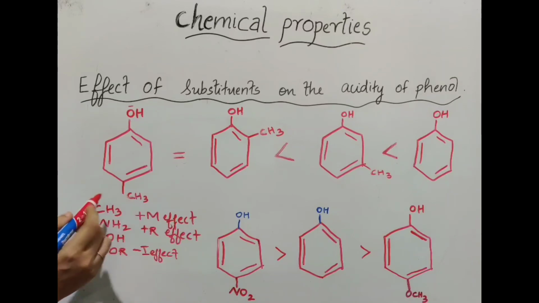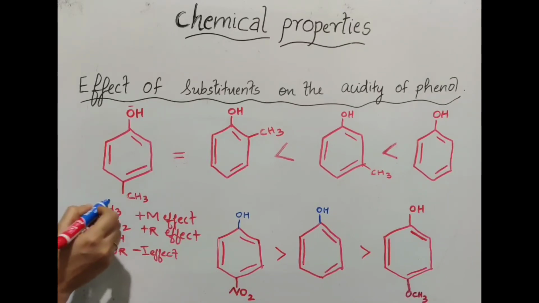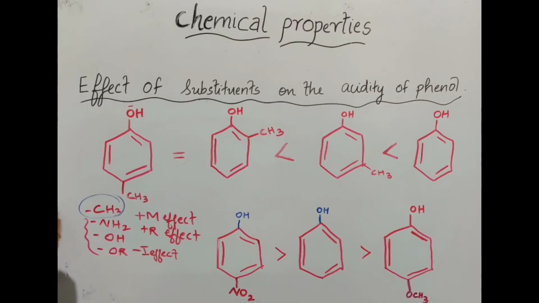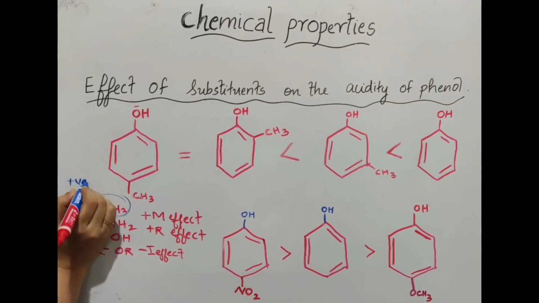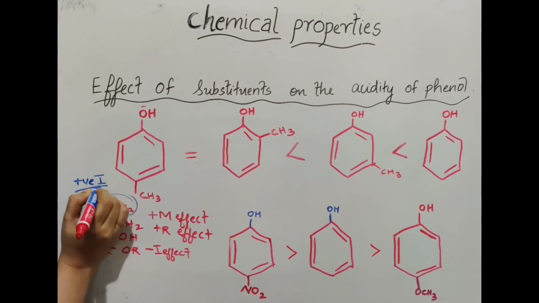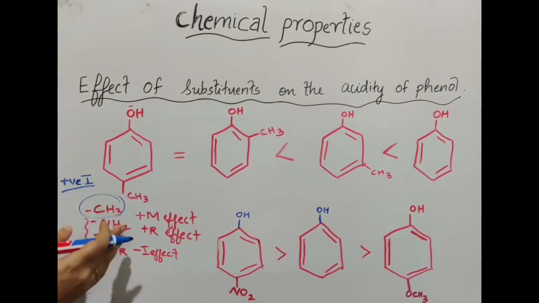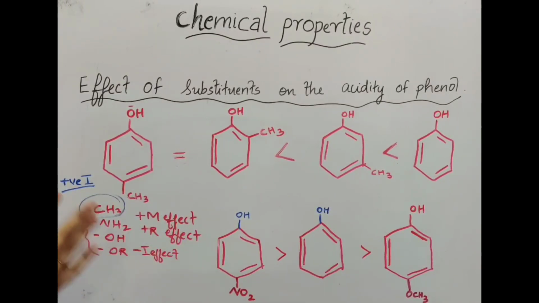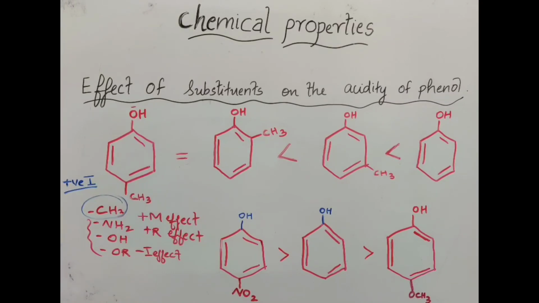Alkyl groups have positive inductive effect, that is plus I effect. Alkyl, aryl, metals, etc. But negative inductive effect refers to the electron accepting tendency of a functional group.